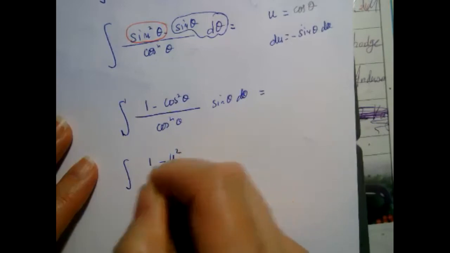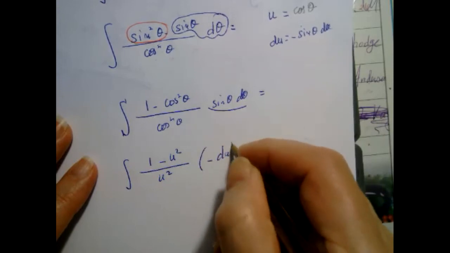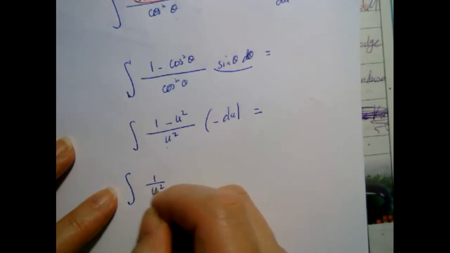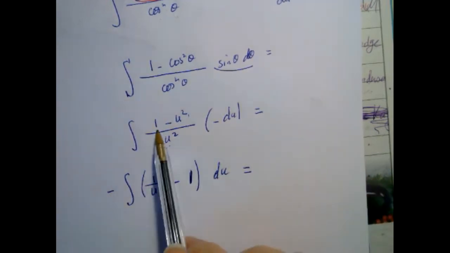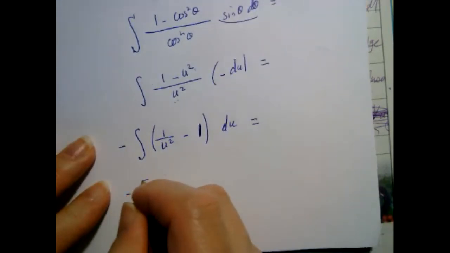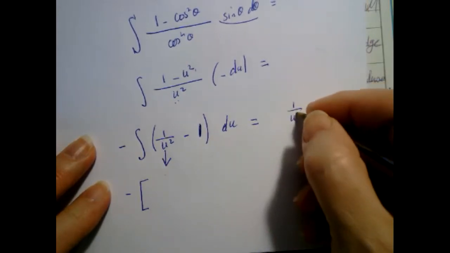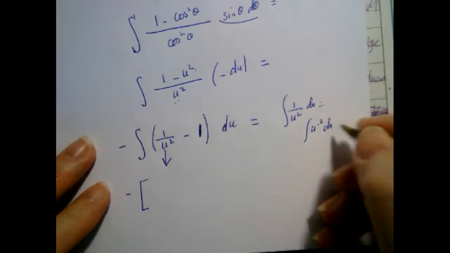1 minus u squared over u squared. This is minus the du. And now I take the minus out, and then I split 1 over u squared minus u squared over u squared, which is 1 du. Okay, I can split the numerator, giving me 1 over u squared minus 1. So finally, I will have minus the antiderivative of 1 over u squared, remember, 1 over u squared is u to the minus 2 du.